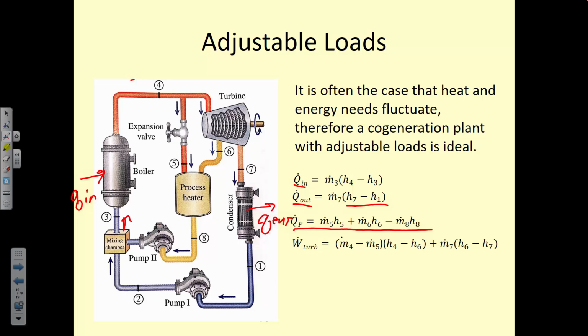So this Q dot P is going to be equal to M dot 5, so the mass flow rate coming through this expansion valve, plus whatever mass is bled off of the turbine, because we may do that at some point, minus this M dot 8 times H8. Okay, so to determine how much of your process heat is being generated, you need to look at it that way. And then the work of the turbine is going to be M dot 4 minus M dot 5, so minus whatever we're bleeding off to go to the process heater, multiplied by H4 minus H6, and M dot 7 times H6 minus H7.